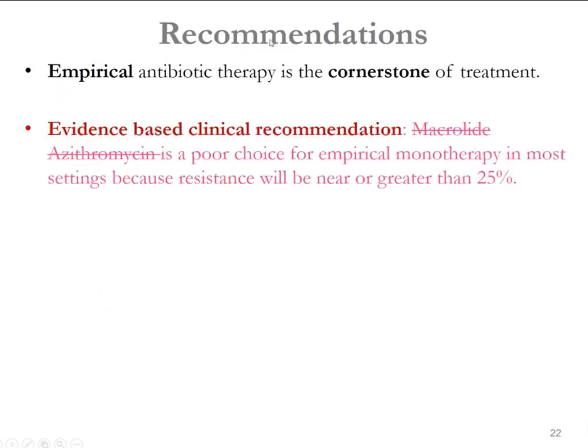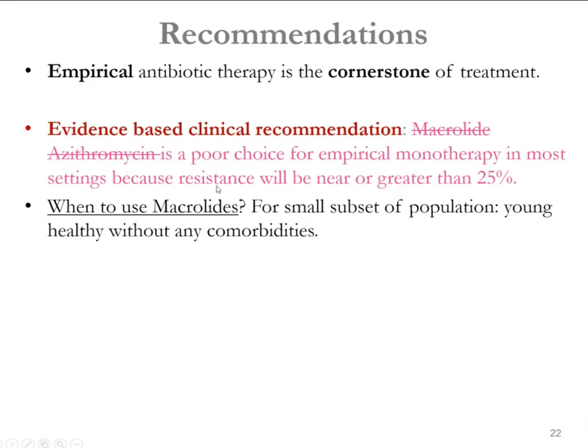Empirical antibiotic therapy is the cornerstone of treatment for pneumonia. Now we are going to start. Focus now. Evidence-based clinical recommendations indicate that macrolide, that is azithromycin, because I've seen that in many lectures, but do not trust that. Reason: it is not a monotherapy for any pneumonia according to the recent recommendation. It is a poor choice for empirical monotherapy in most settings because resistance will be near or greater than 25%. I usually don't read through the lectures, but these are important points.